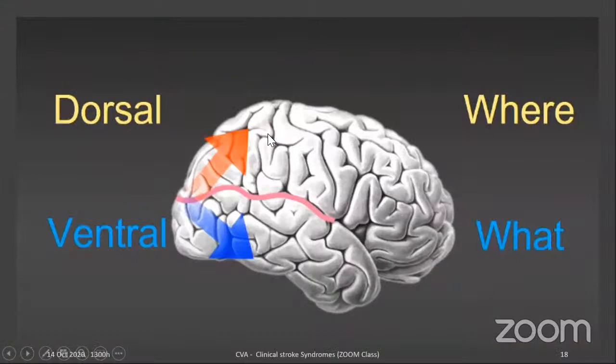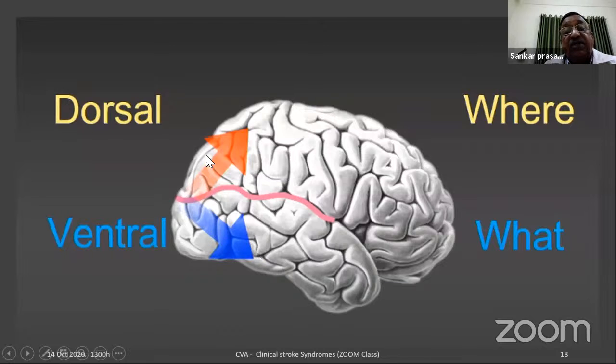Dorsal is the where pathway, and ventral is the what pathway. The dorsal stream identifies where the problem is, and the ventral stream identifies what the problem is. You see, this is the calcarine cortex, and a lot of visual information reaches the occipital cortex.